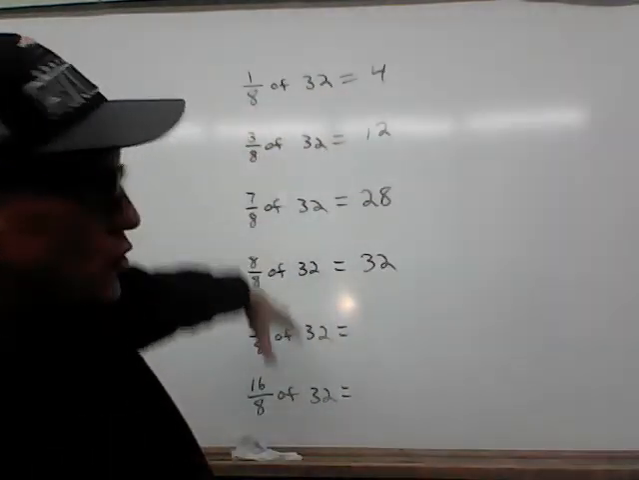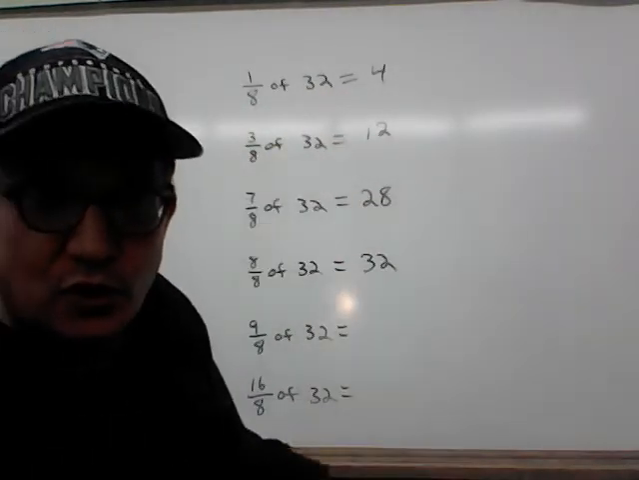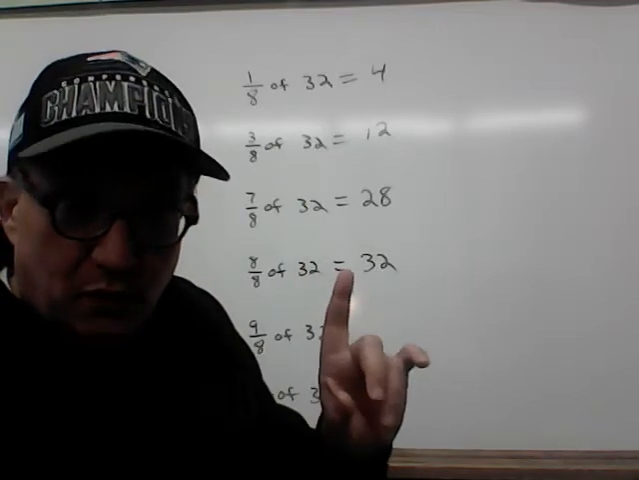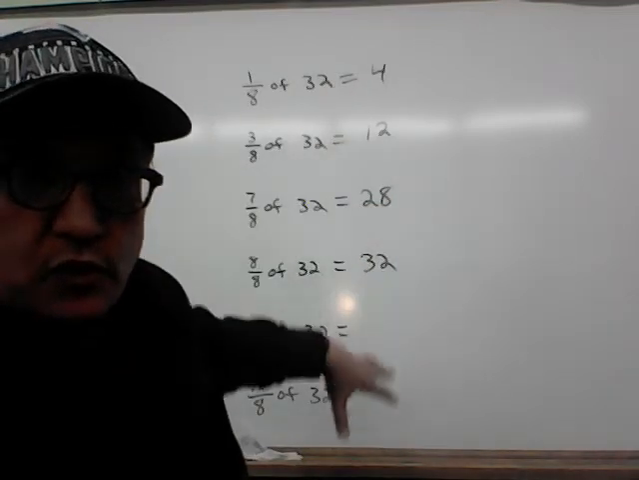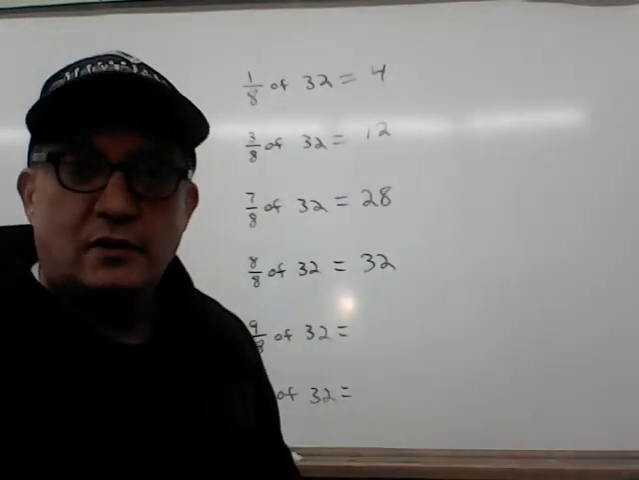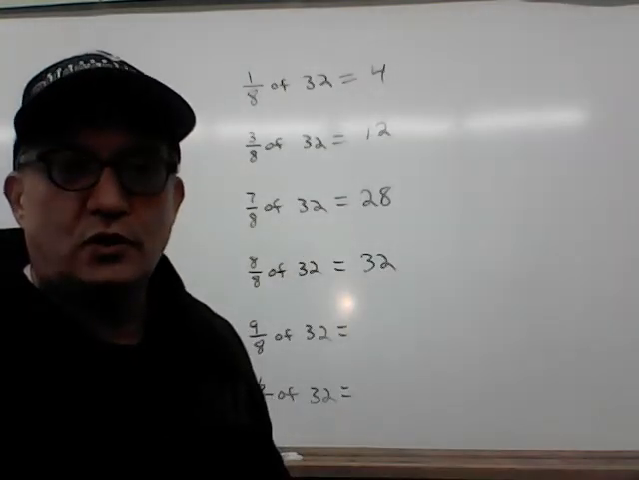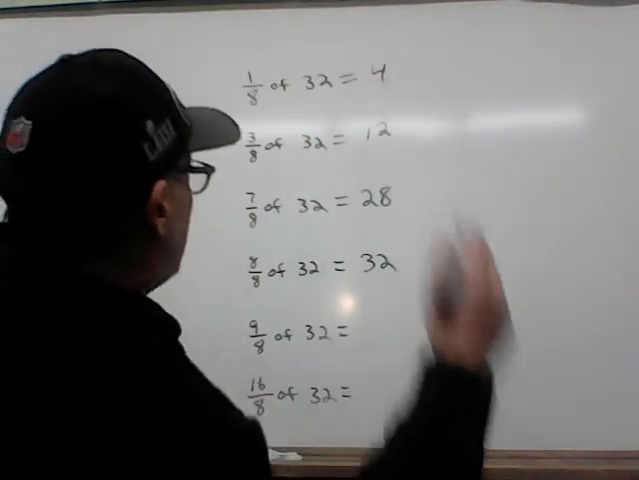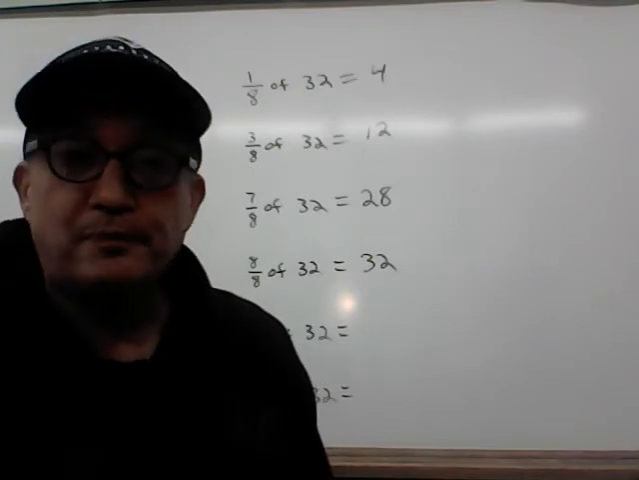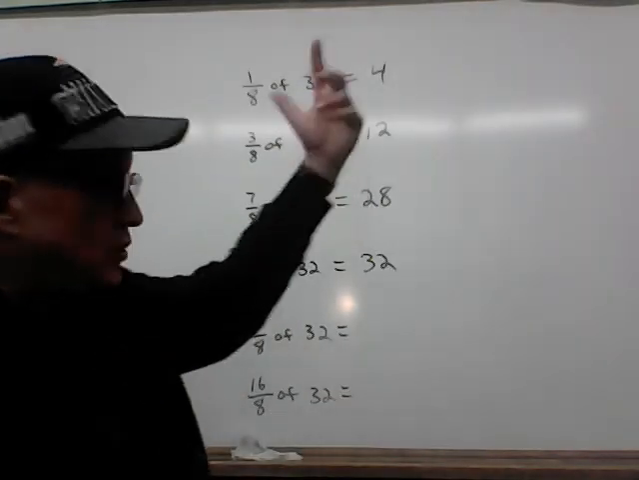So any one of those words "of", I'm not going to actually do it with the marker, but please realize this: all of those words "of" could be replaced with a times sign. 1/8 times 32 is 4. 3/8 times 32 is 12, and so on. So this is 1 times 32, or 32.